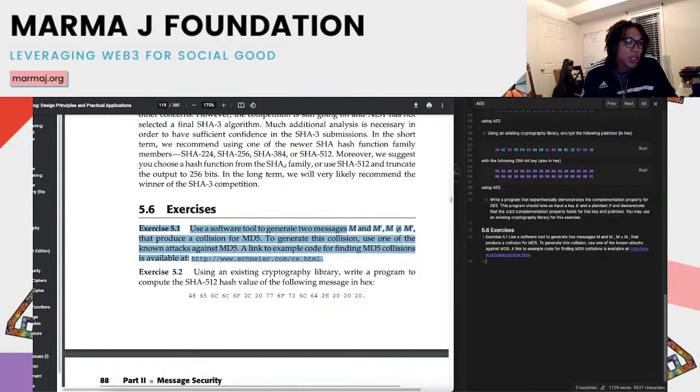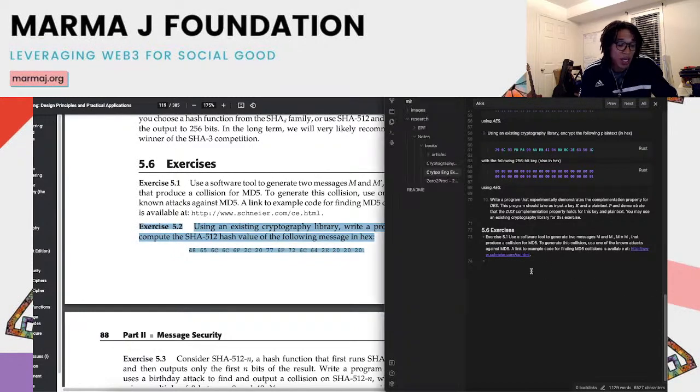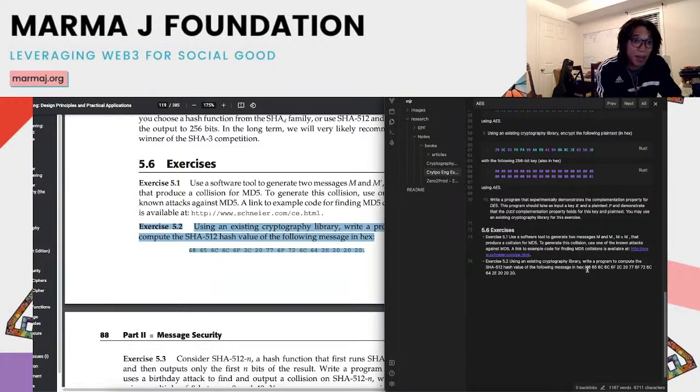Next, using an existing cryptographic library, write a program to compute the SHA-512 hash value of the following message in hex. That seems relatively straightforward, right? You're just working with hashing algorithms, and it seems like maybe with OpenSSL, it might be able to do that very easily in the command line with bash, and I'll try and look at that again for this week. I kind of liked doing it that way last time as well.